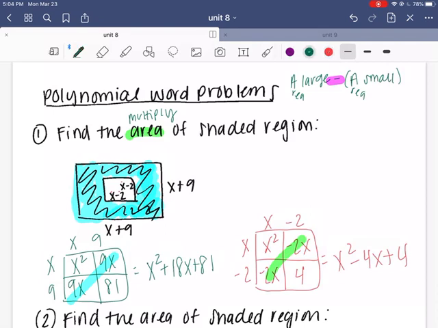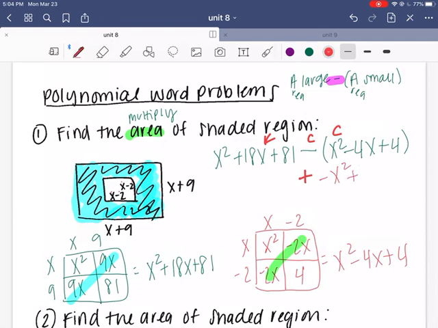So the area of the large, let's go back to that, is x squared plus 18x plus 81 minus, in parentheses, the area of the small, x squared minus 4x plus 4. So then don't forget when you're subtracting, I said it a minute ago, you've got to keep, change. Let's change that to addition, and then we're going to change all of these signs. What do I do with this up here? I'm going to cross it off. I don't need it anymore.